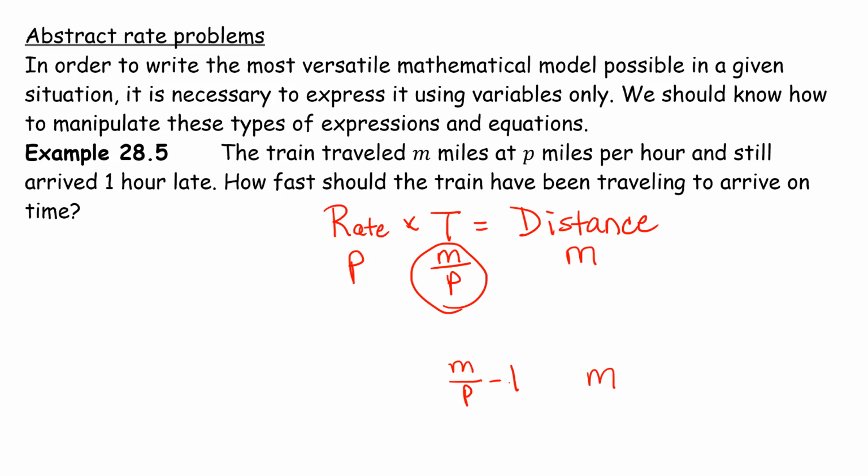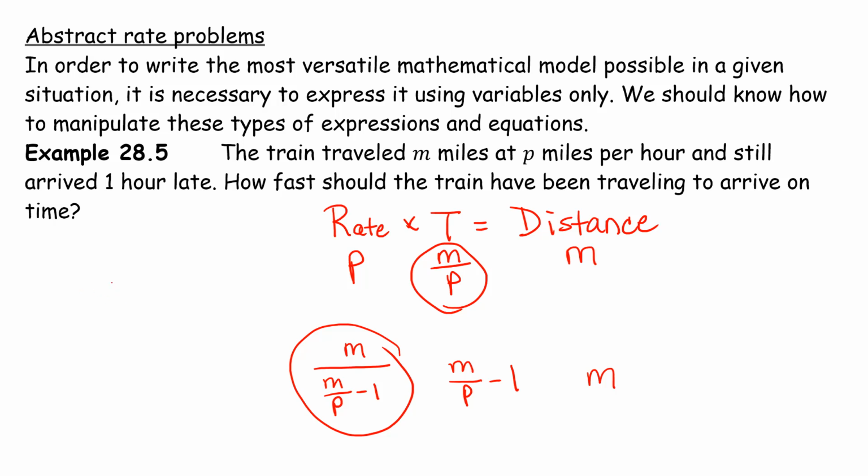Rate is equal to distance divided by time, since rate times time equals distance. So the rate would be distance, m, over the time, m over p minus 1. And this is the answer, but you wouldn't leave your answer as a complex fraction. And that's partly why you've been looking at simplifying complex fractions up until now.